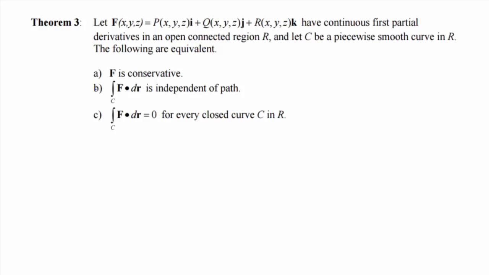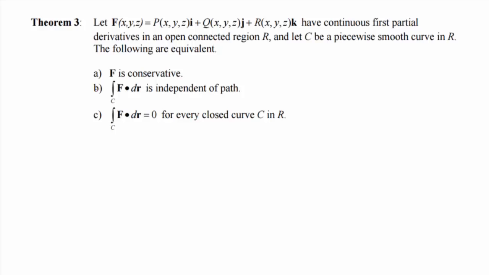So theorem 3, let's suppose F is the vector field P, Q, R again, and has continuous first partial derivatives. That just ensures that the component functions are differentiable, which ensures that you have very well-behaved component functions, in an open connected region R, and let C be a piecewise smooth curve in R. The following are equivalent. F is conservative.